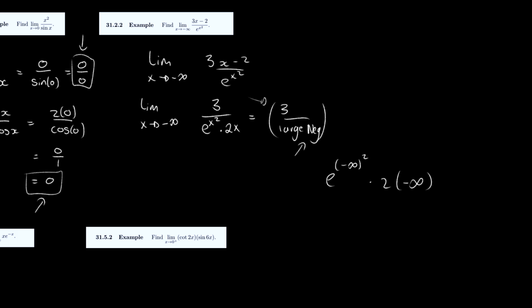Negative infinity. Infinity squared is positive infinity, and e to the infinity is infinity. So that's just going to be infinity times negative infinity, which gives negative infinity, which means this number is approaching a large negative number.